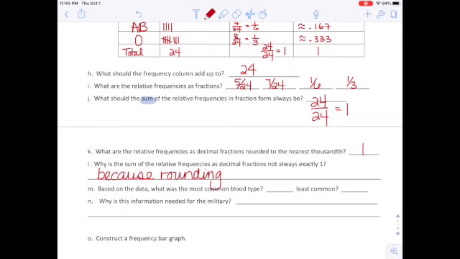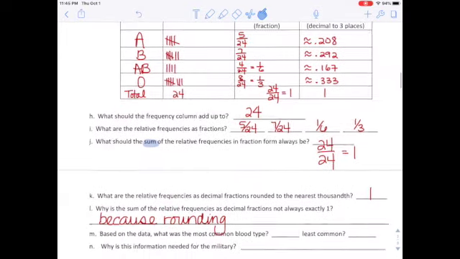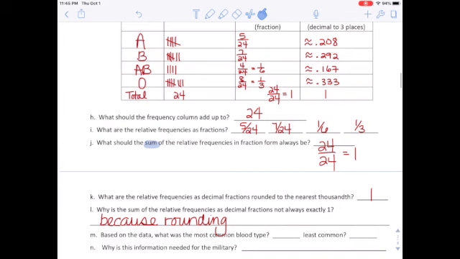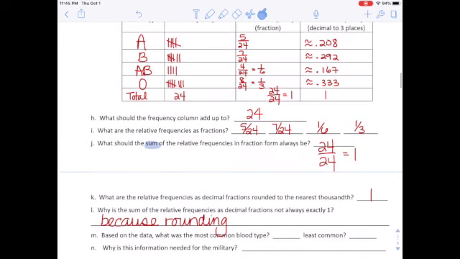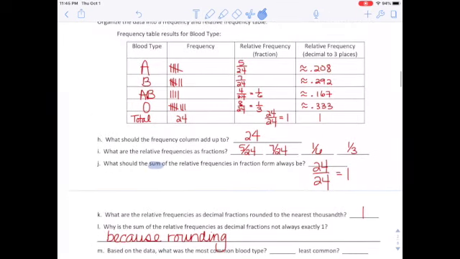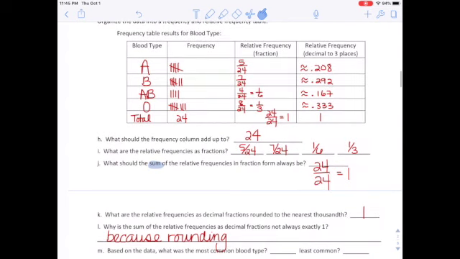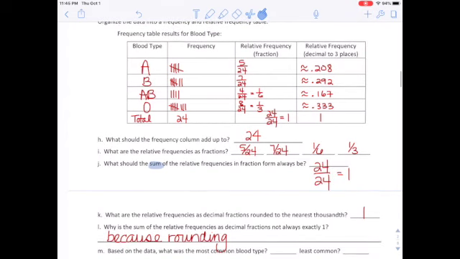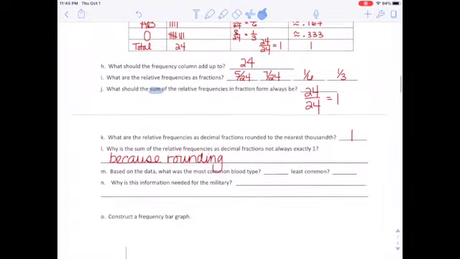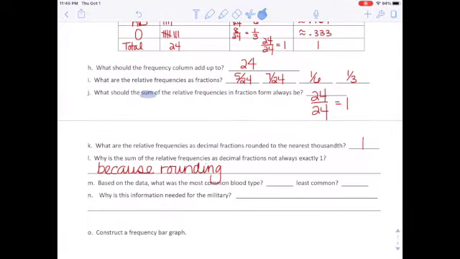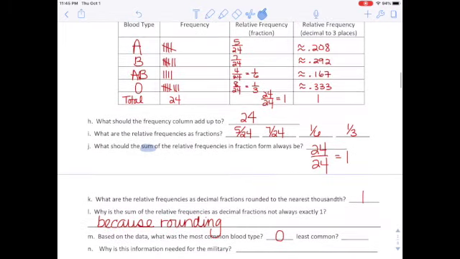Based on the data, what was the most common blood type? Go up there and take a look. Who has the most count? Who has the biggest fraction? Who has the biggest decimal? So in this case, if you look at the frequency, it will be 8, type O. Relative frequency, biggest fraction, which is 8 over 24. That gives you 1/3. And then looking at the decimal, that will be 0.333. So because of that, the most common blood type is going to be O. Least common type is going to be AB.